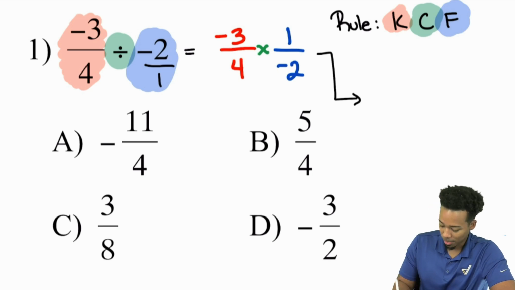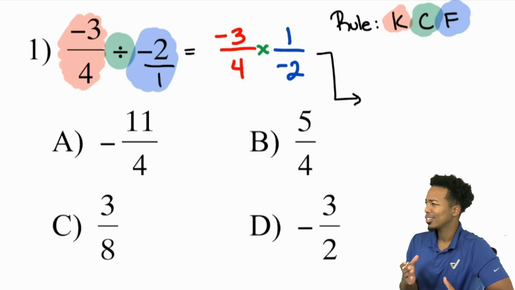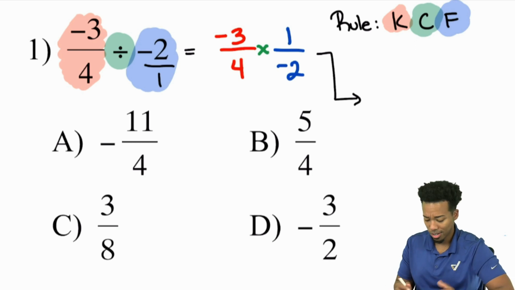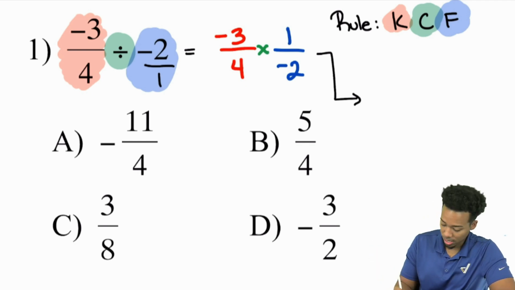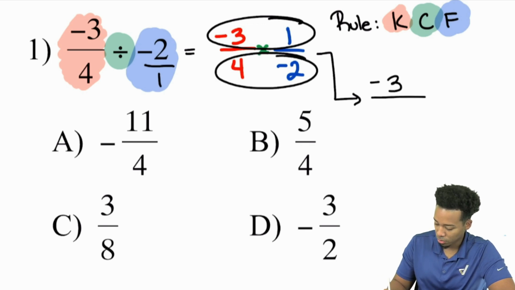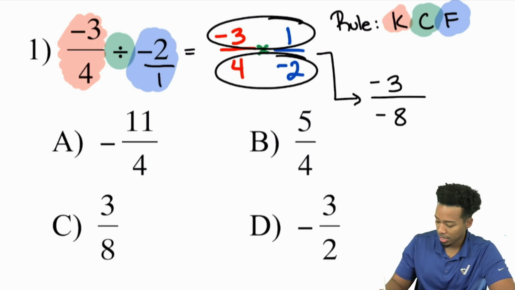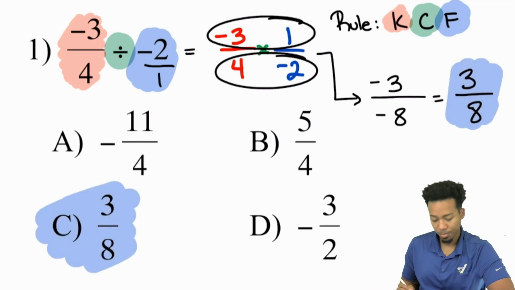We're going to multiply straight up. And as I've taught you, whenever you're multiplying fractions, you always want to check: do I have any common factors that I can divide out with the numerator and denominator? Well, not really, because 3 can't go into 4 or 2, and 1 is just 1. So we say -3 times 1, which is -3. Then we have 4 times -2, which is -8. Now we have -3 divided by -8. A negative divided by a negative is a positive, and so our final answer is 3/8. Right there. So that's just one example.